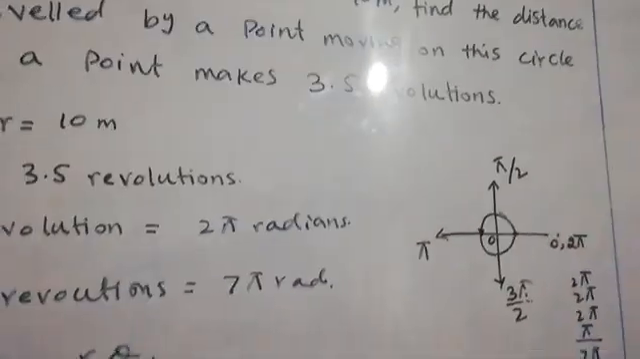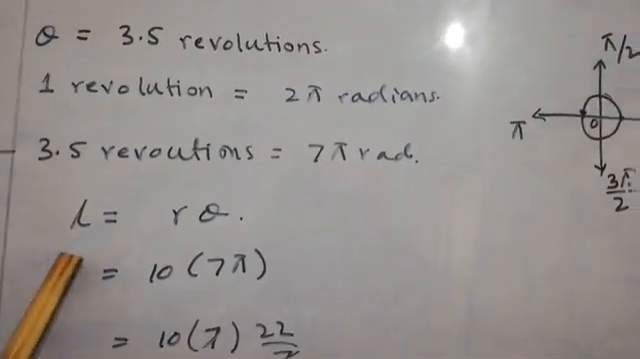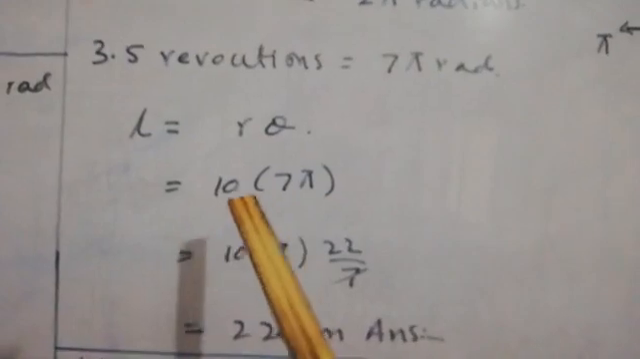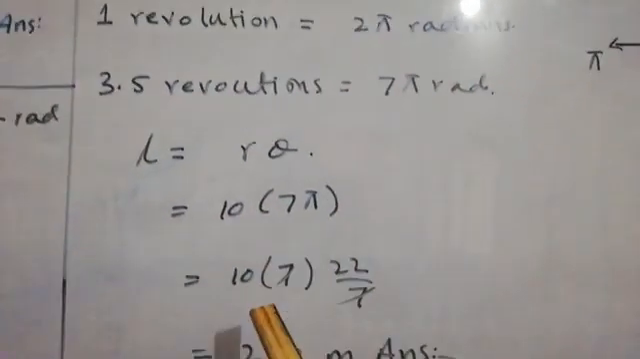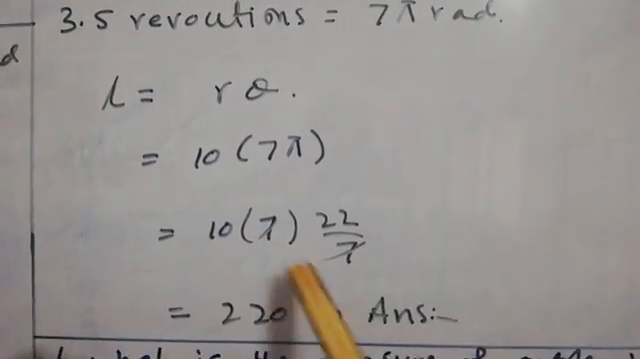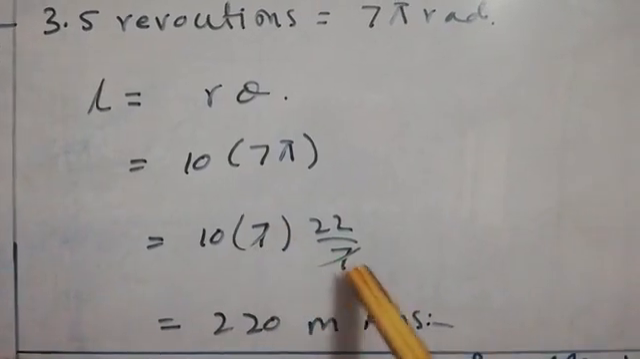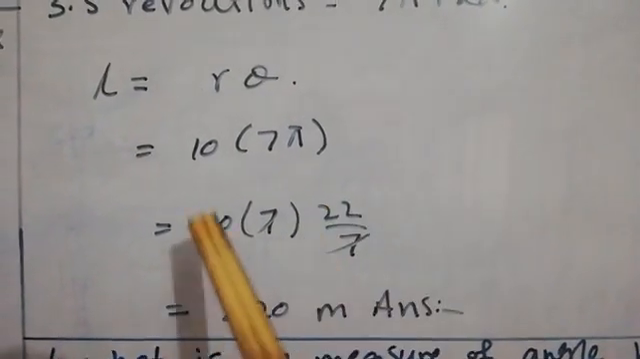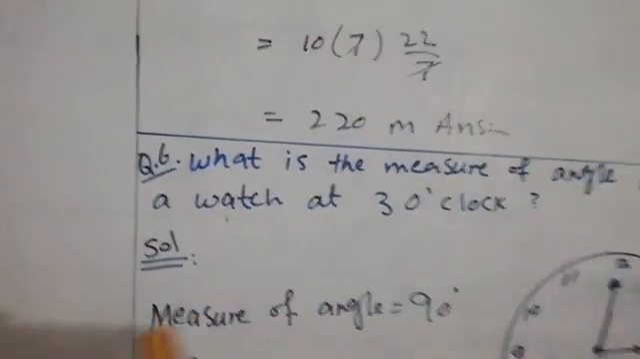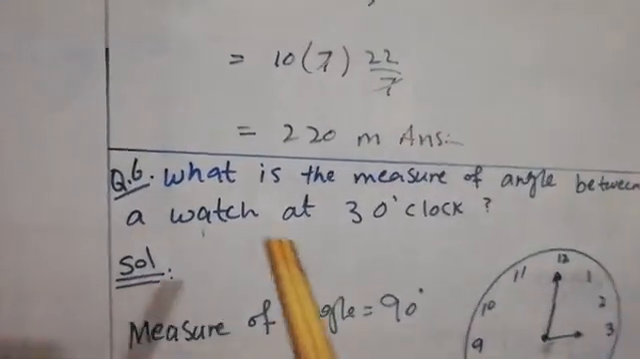Since we are going to find the distance traveled by a point, distance means length of arc. So length of arc is equal to r theta, you know that. So r is equal to 10 and theta is 7 pi. Again we will put the value of pi which is 22 by 7. 7 will be multiplied by 7, the 7s cancel each other, and 22 multiplied by 10 equals 220 meters. This is the answer. Now the last question of this exercise, a very easy question.